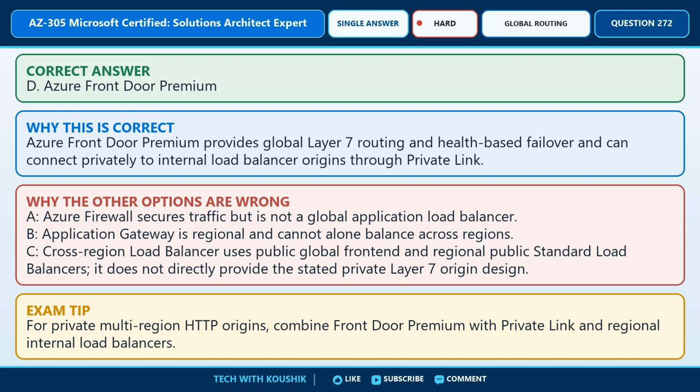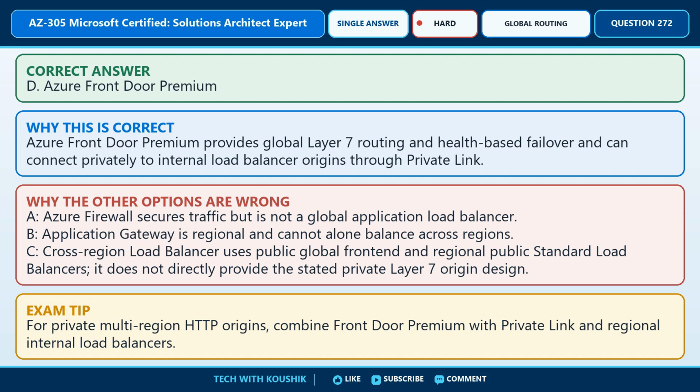Now consider why the remaining options are unsuitable. A. Azure Firewall secures traffic, but is not a global application load balancer. B. Application Gateway is regional and cannot alone balance across regions. C. Cross-Region Load Balancer uses a public global front end and regional public Standard Load Balancers.